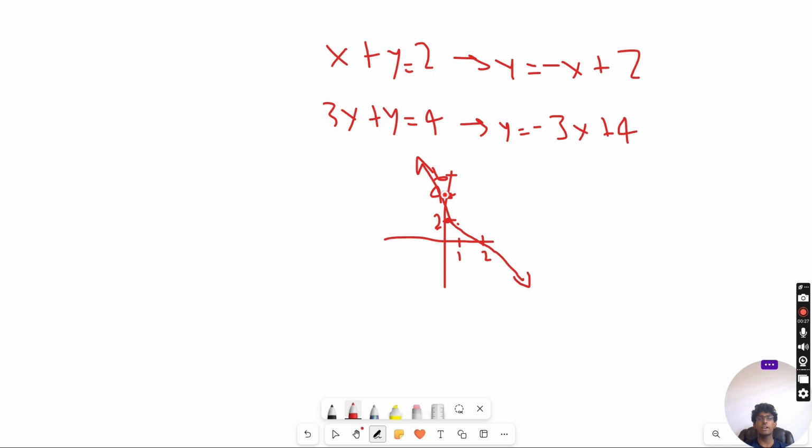So 3 down and to the left 1. 3 down to the left 1, so like this. And then like this. Okay, this is a really bad drawing, but that's the idea. And you see they are supposed to intersect at 1, 1. That's why I picked this problem.